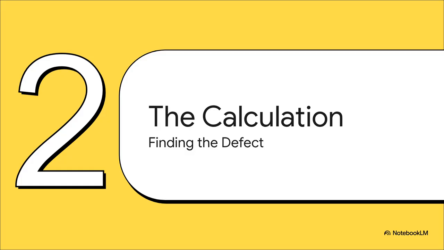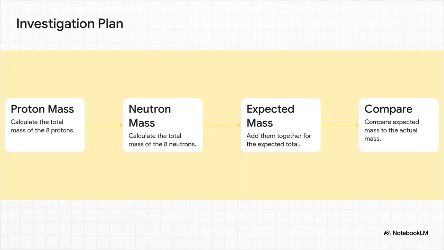All right, time to pull out the calculators and do some math. We're now starting the calculation phase of our investigation, our search for the defect. This is where we hunt for the precise amount of mass that seems to have just vanished. And what's really cool is how simple our investigation plan is. We're going to calculate the total mass of the protons, then the total mass of the neutrons, add them up to see what the total should be, and then compare that number to the atom's actual, real-world measured mass.